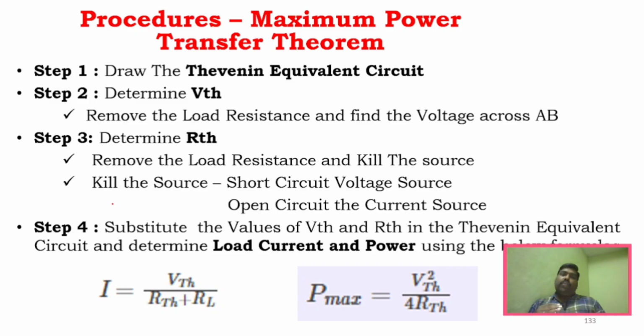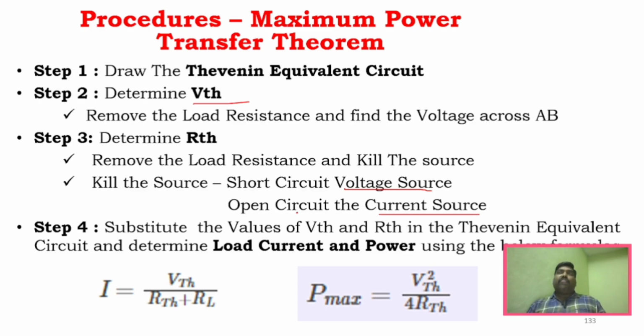As I said before, you follow the same steps as Thevenin's theorem. In Thevenin's theorem, you find the Thevenin equivalent circuit. The second step is to find VTH: you remove the load resistance and find the voltage across AB. Similarly, you find the RTH value by removing the load resistance as well as the source. Removing the source means that a voltage source becomes a short circuit, and a current source becomes an open circuit.